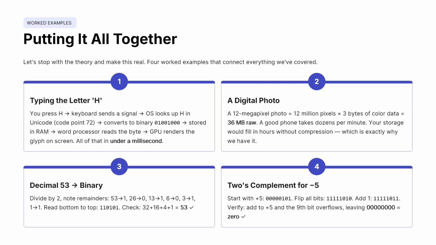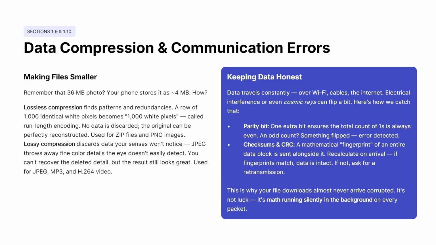00000101 plus 11111011 equals 100000000. The 9th bit overflows and is discarded, leaving 00000000. 0. It works. We've got 2 more topics that are incredibly practical, and honestly, kind of magical.